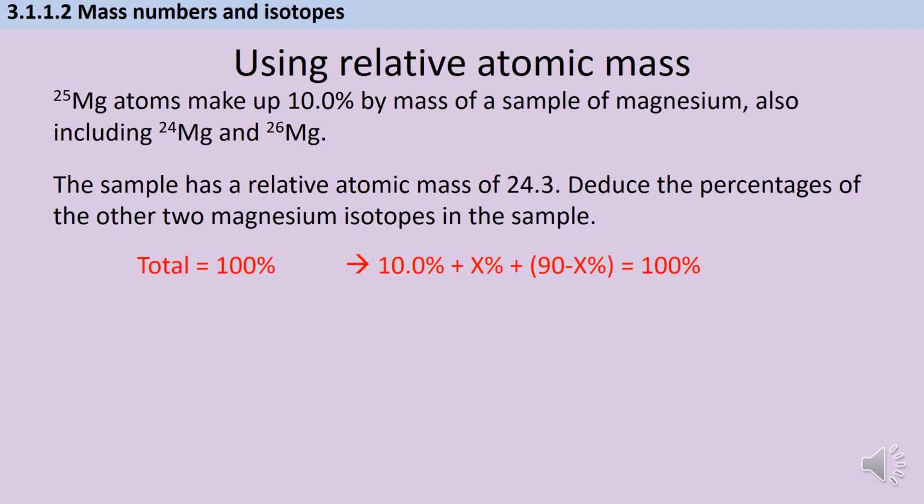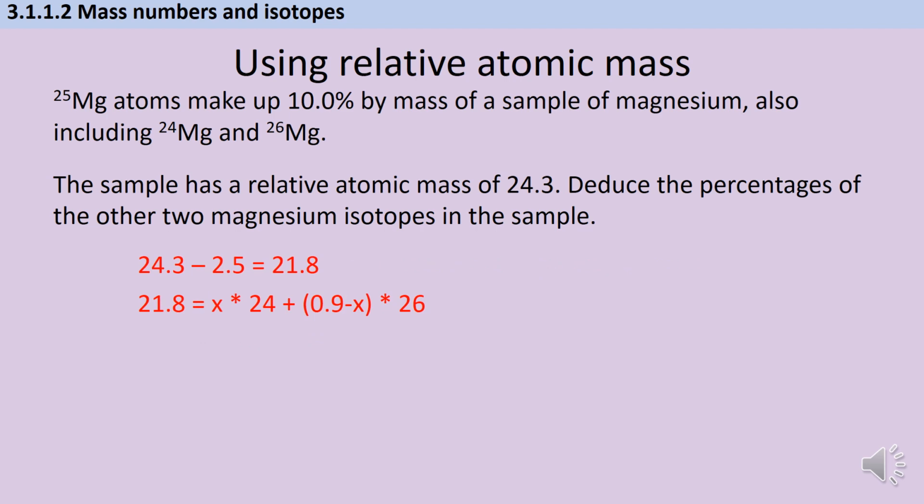So we know that in total, we're going to have 100%. So we've got the 10% of the magnesium 25 and then a number representing magnesium 24 and whatever is left over, that must be the magnesium 26. So the first thing we can do is eliminate the magnesium 25. So I work out what 10% of 25 is by doing 0.1 times 25 to be 2.5 and then I take that away. So now I'm only worrying about the two isotopes that are left.